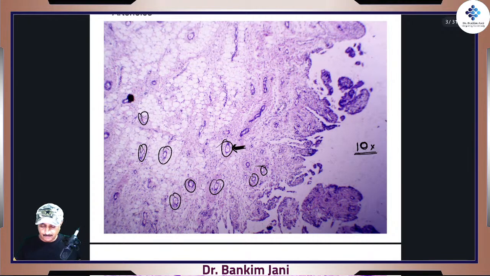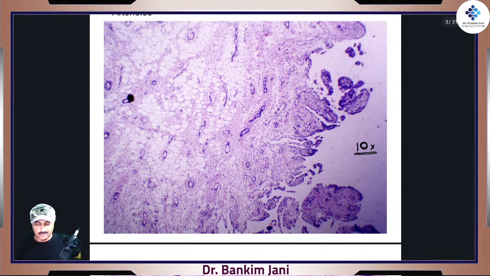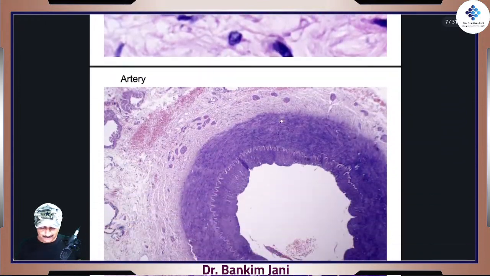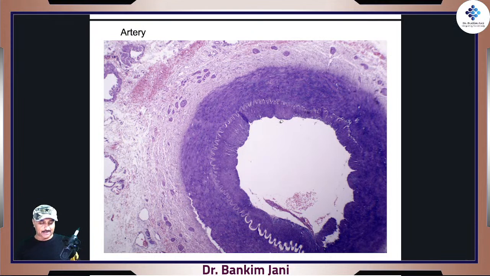Now let's see some other tissues. This is our inner world. Now here is the artery. When you see the artery, the artery is independent, because an artery can be isolated and the section can be taken.